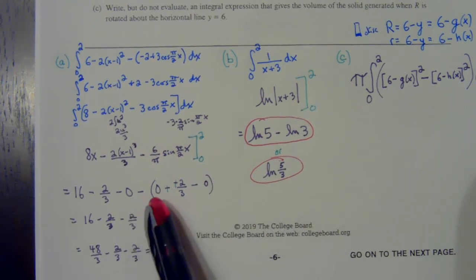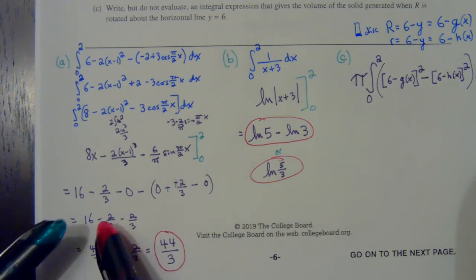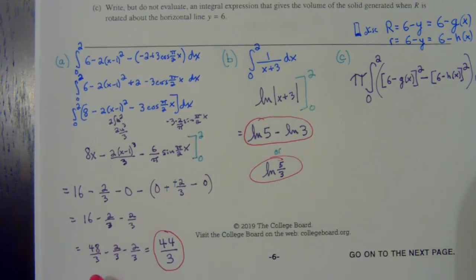And then be careful with that part. Just carry everything down. Be careful with your arithmetic. I made that 48 over 3. That was a 16. And then minus the 2/3 minus another 2/3. Get that 44 over 3 right there. All right, now letter B.